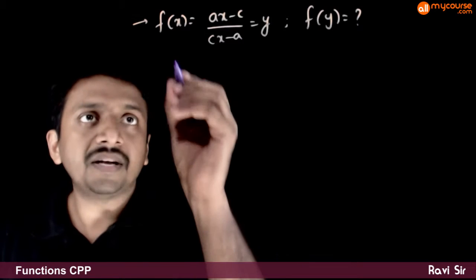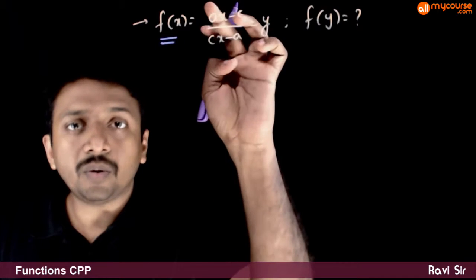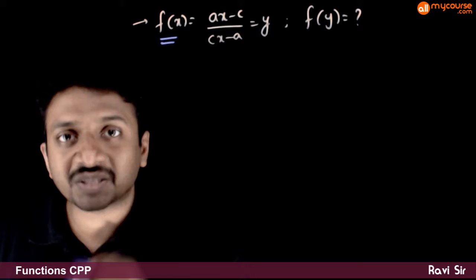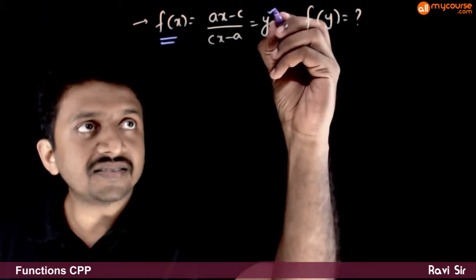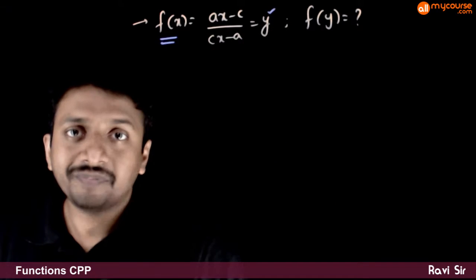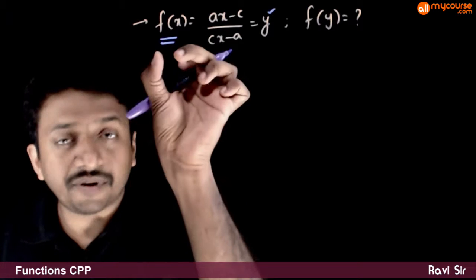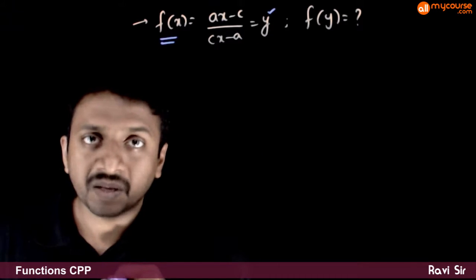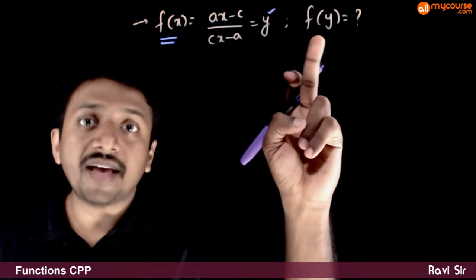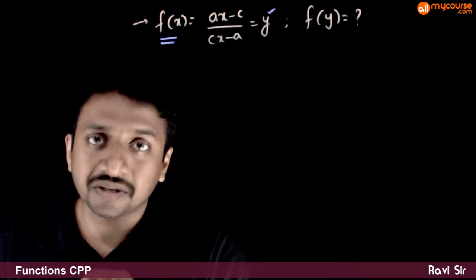In this question, you're given that f(x) is equal to (ax minus c) by (cx minus a). And this is called y. You know that we call y as f of x. F of x is usually called y. So now you're asked to find f of y. It's an interesting question.